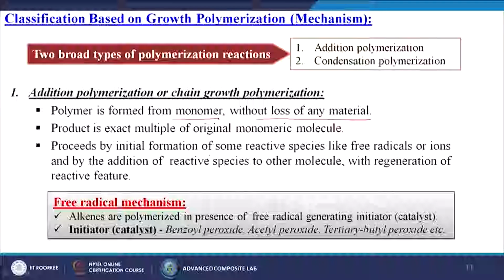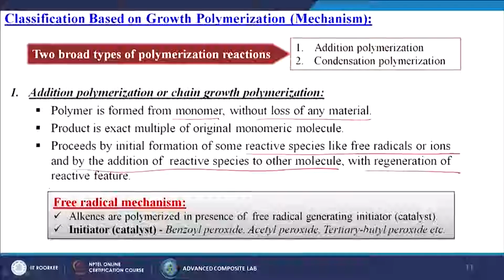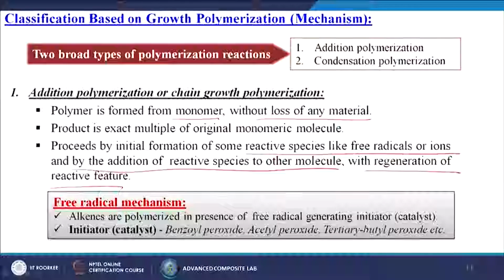It proceeds by initial formation of some reactive species like free radicals or ions, and by the addition of the reactive species to another molecule with regeneration of the reactive features. What is the free radical mechanism? Alkenes are polymerized in the presence of a free radical generating initiator, which is also known as the catalyst. Initiators like benzoyl peroxide, acetyl peroxide, tertiary butyl peroxide, etc. are acting as catalysts.